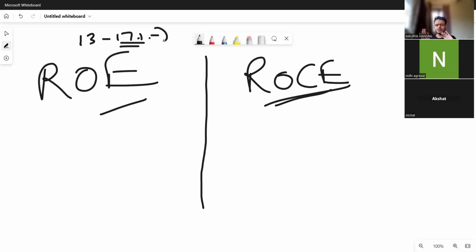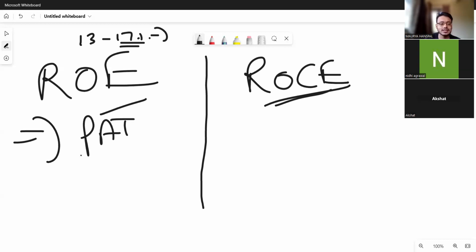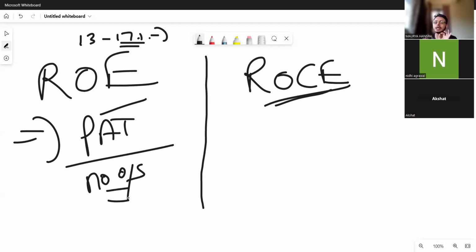Okay. So now we need to understand the difference between your return on equity, ROE, and the return on capital employed, ROCE. First let's begin with the ROE. Starting with the formula, it is nothing but your profit after tax divided by the number of outstanding shares. Profit after tax is your EBIT, earnings before interest and tax, minus your interest payment, minus your tax payments, divided by the number of outstanding shares in the company, or the floating shares which people are buying and selling in the stock market.